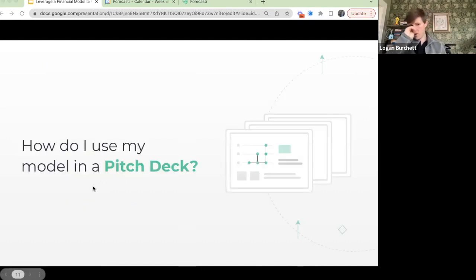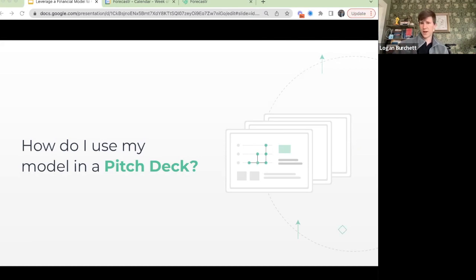So moving on into getting into the fundraising process, right? We want to talk about how to showcase your model or your projections in a pitch deck. Now, when I say pitch deck, what I'm really referring to is what probably everybody thinks of when they think of a pitch deck, that concise 10, 12, 15 slide deck that's trying to explain the mission and vision of your company. So that's really what we're talking about.